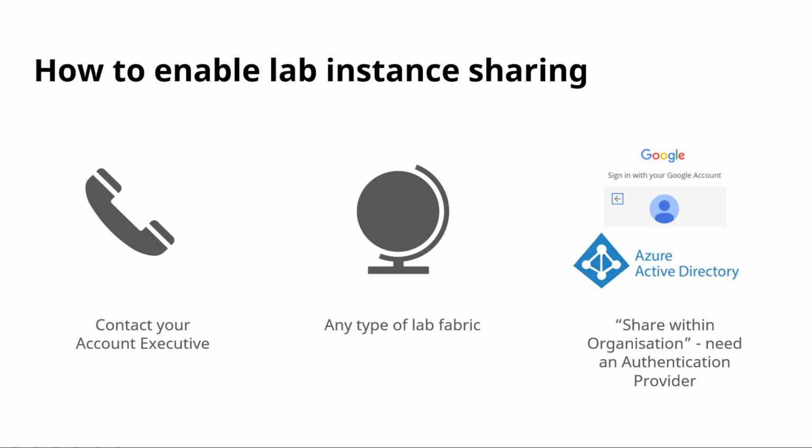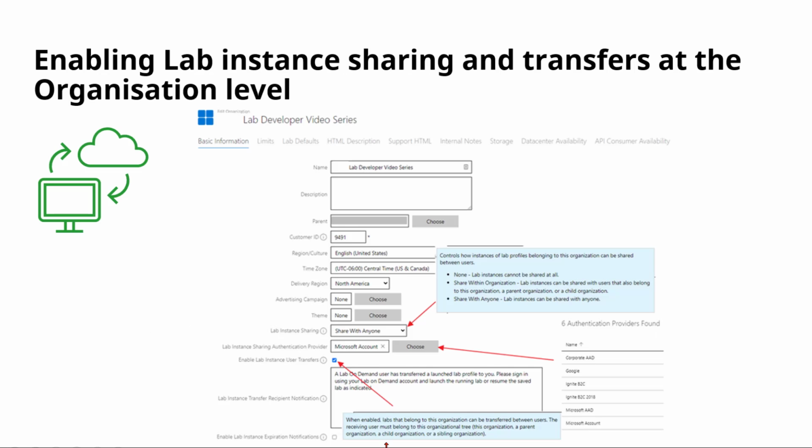Now, this is what it looks like on the org level. So here the options are mentioned. Here you can choose share with anyone or share with an organization. You then select your authentication provider here. You turn on lab instance transfers, and we do recommend that you provide some sort of explanatory text so that when the recipient receives their email, they then know what to do with it.